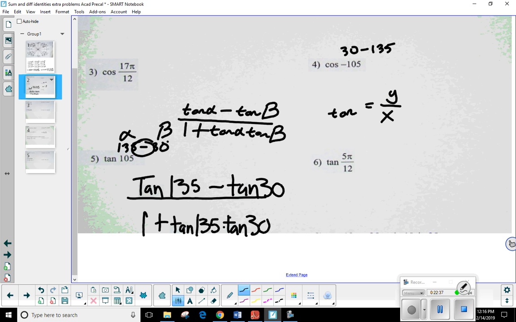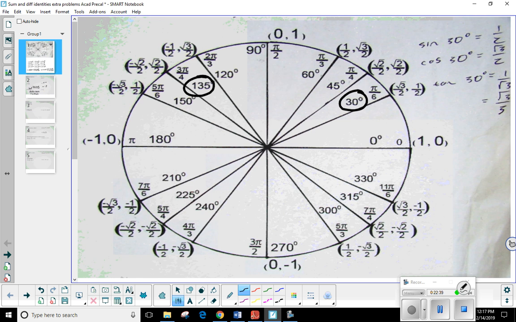So if I want tangent of 135, I want to take the y value and divide it by that x value. So the square root 2 over 2 over negative square root 2 over 2. Okay, so he says the square root of 2 over 2 over the negative square root of 2 over 2. Well, what's that?